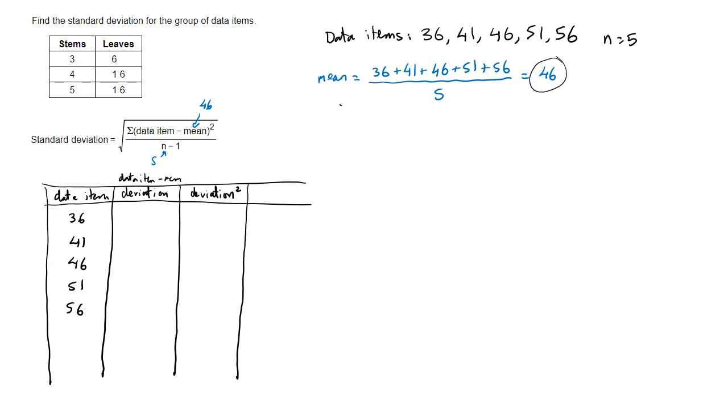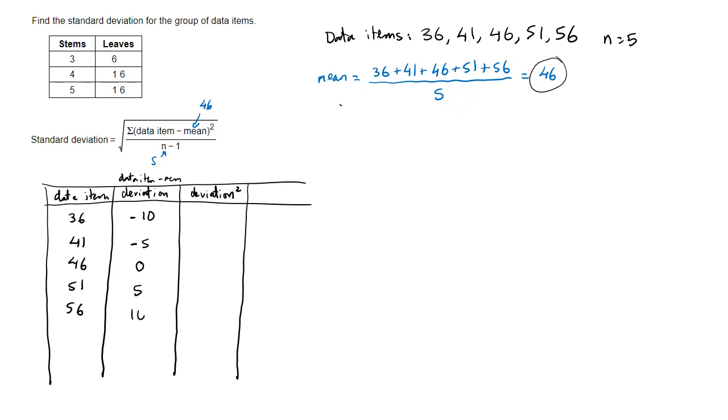So the first one, 36 minus 46, and you can do it on the calculator, or you can calculate in your head as much as you can. So that would be negative 10. The next one is 41 minus 46, so that's going to be negative 5. The next one is 46 minus 46, that's going to be 0. 51 minus 46, that's going to be 5. And then 56 minus 46 is 10.